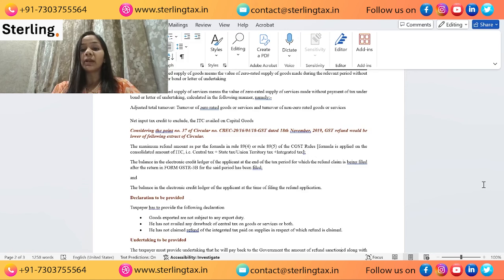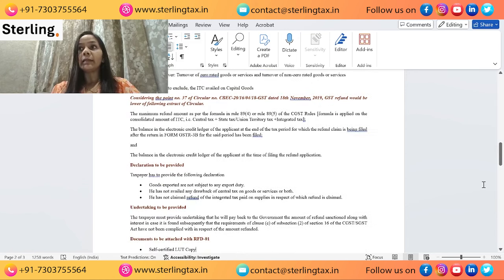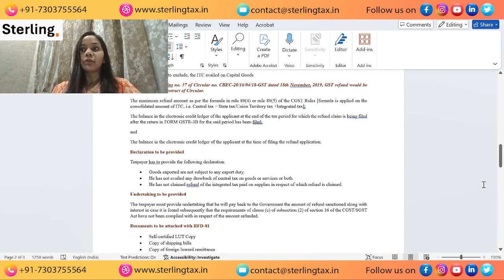If later on the department finds out that the refund has been obtained fraudulently, that the taxpayer was not eligible for the refund but still obtained it through false documentation, then the department may ask to refund this amount back to the department at any point of time. That kind of undertaking is required to be provided by the taxpayer. The taxpayer has to undertake that he will pay back the refund sanctioned to the government along with interest if it is subsequently found that the requirements of the subsection on input tax credit for export of services are not fulfilled.